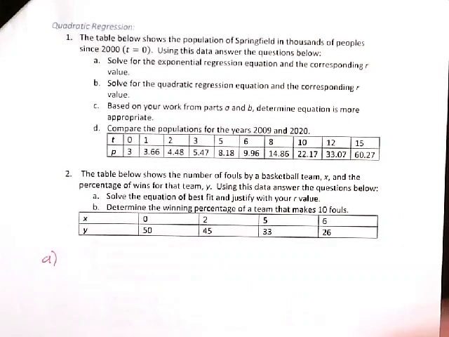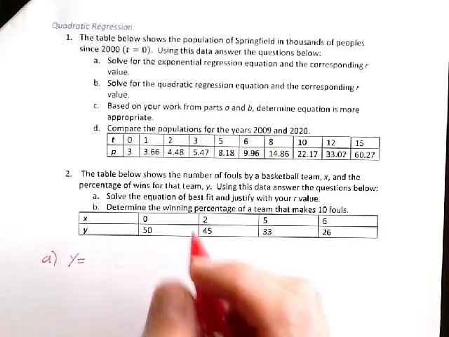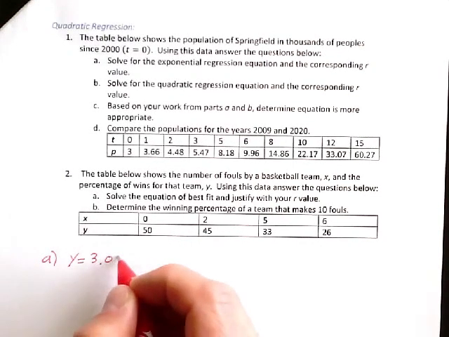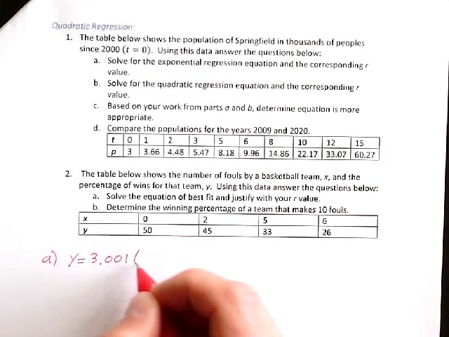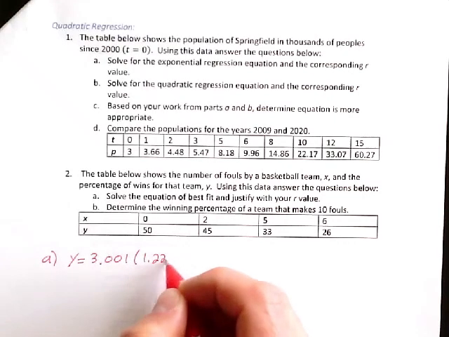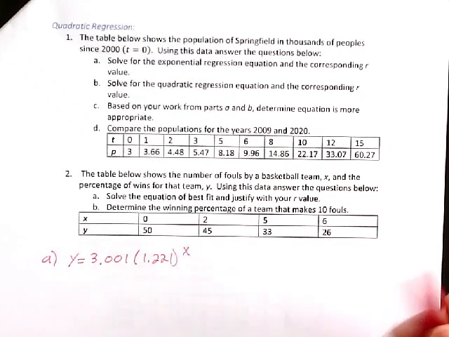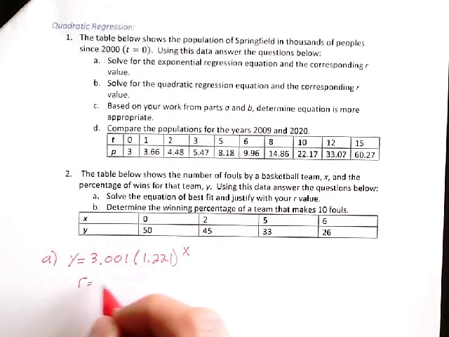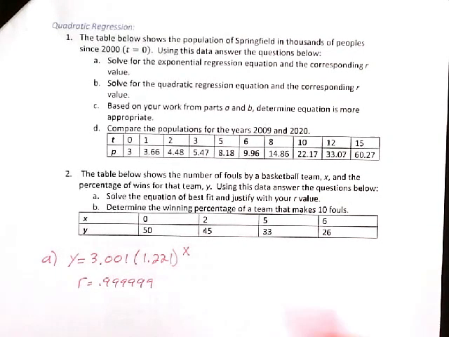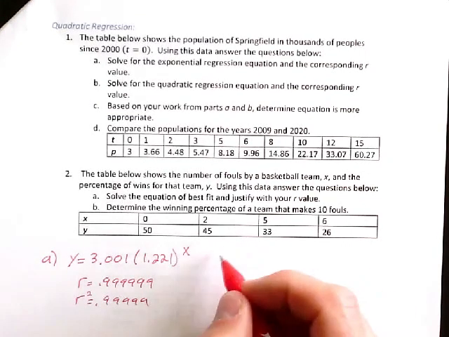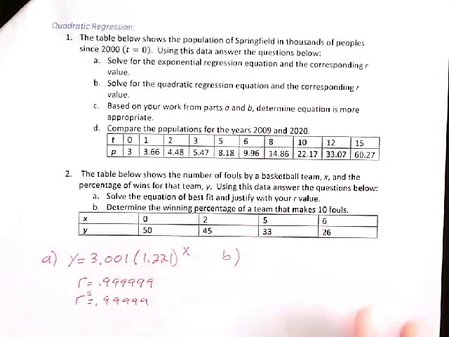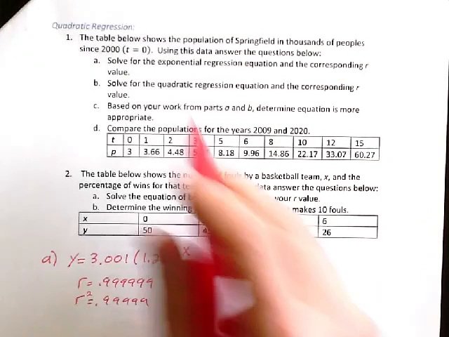So for part A, the exponential regression, you should have had y equals 3.001 times 1.221 to the x value. Your r value should have been a whole bunch of 9s. R squared, again, a whole bunch of 9s.